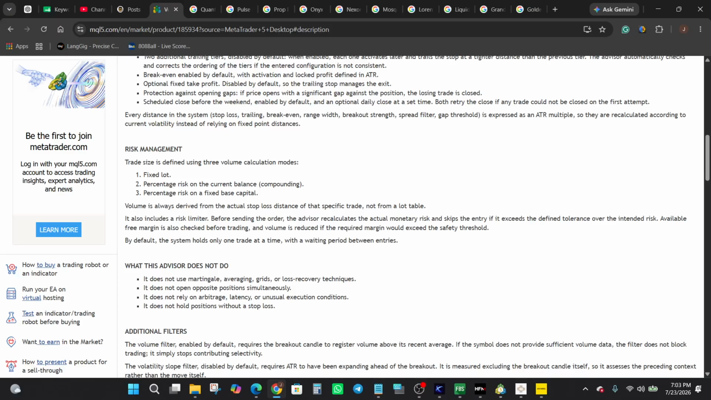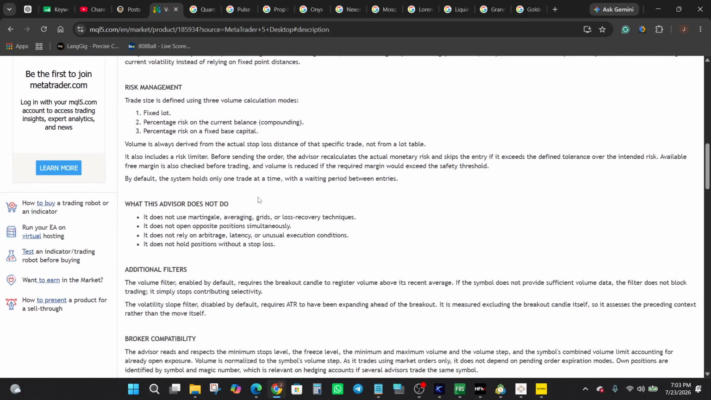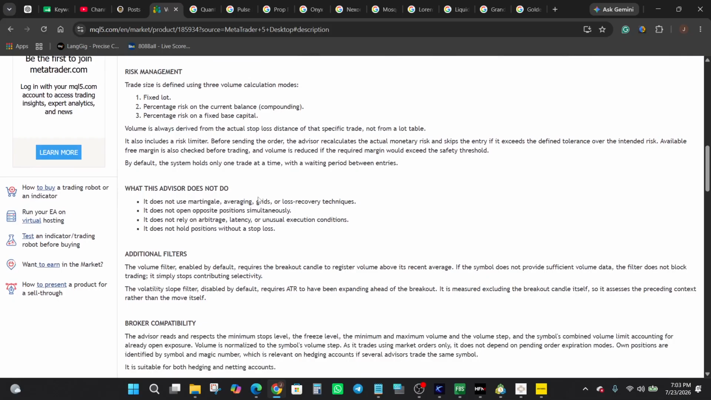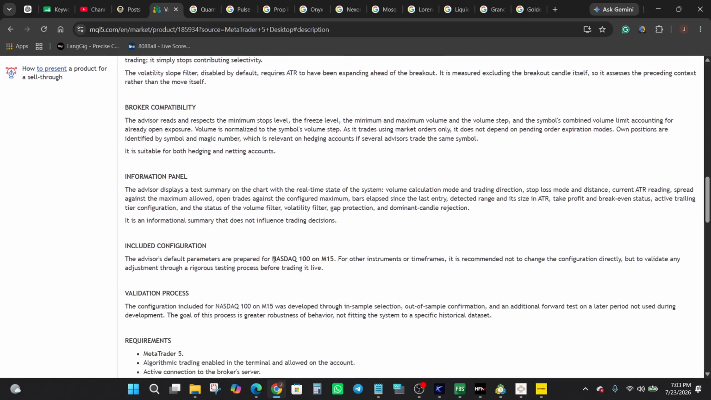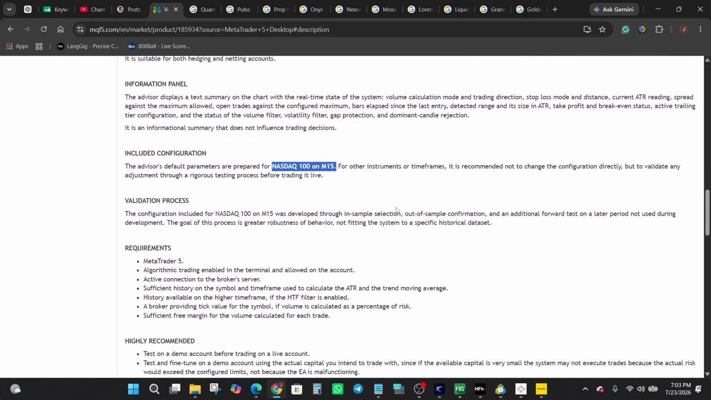The developer also makes it clear that the EA avoids several higher risk techniques. According to the marketplace page, it does not use martingale, averaging, loss recovery systems, arbitrage, or simultaneous opposite positions, and every trade is protected with a stop loss. The default configuration has been prepared for NASDAQ 100 on the M15 time frame, although the developer notes that traders should carefully validate any changes before using different markets or settings.